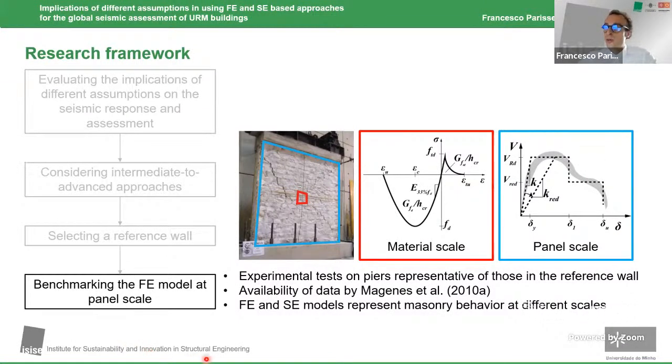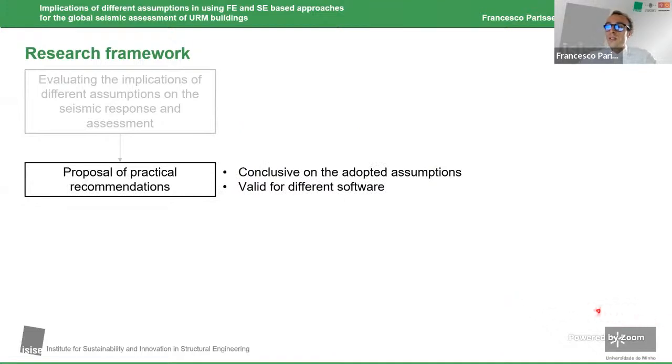So for this purpose, the experimental tests by Magenes et al. in 2010 are considered representative of the piers of the reference wall. And eventually, we will also propose some practical recommendations that can also be valid for different software and for other material models.